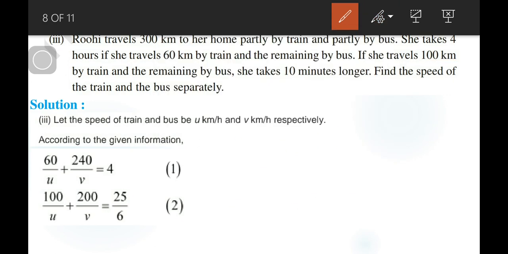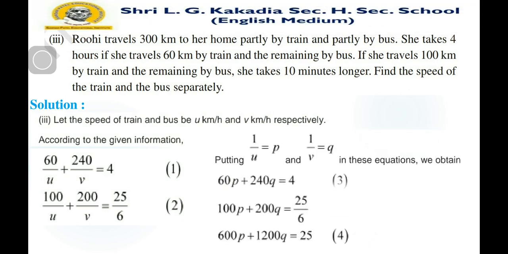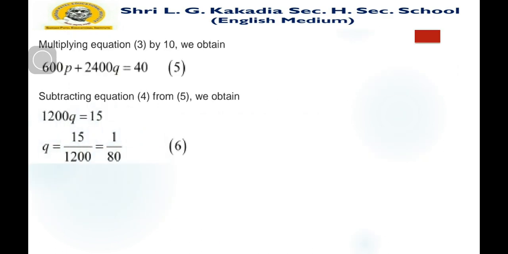First we have to assume the value of 1 over u and 1 over v by some variable. Putting 1 over u is equal to p and 1 over v is equal to q. In these equations we obtain 60p plus 240q is equal to 4 and 100p plus 200q is equal to 25 by 6, and hence the equation reduces to 600p plus 1200q is equal to 25. Now from equations 3 and 4 we can find the value of p and q.